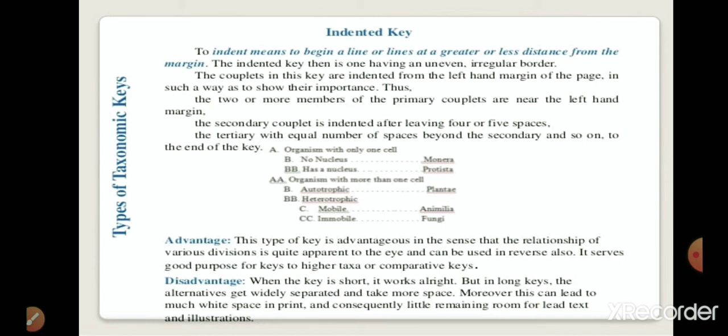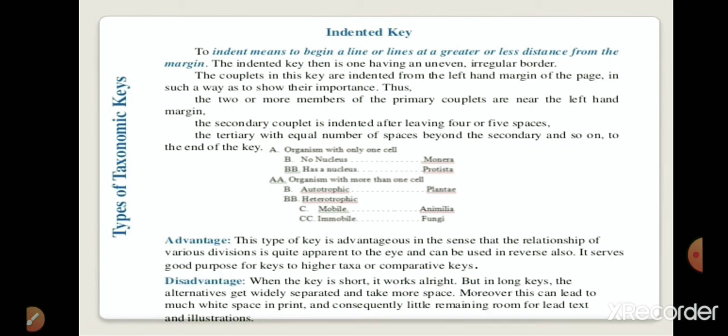Talking about the advantages of this indented key, it is advantageous in the sense that the relationship of various divisions is quite apparent to the eyes, and it can be used in reverse also. It serves a good purpose for keys to higher taxa and comparative keys. This key helps us identify the organism by comparing their characters and morphology.